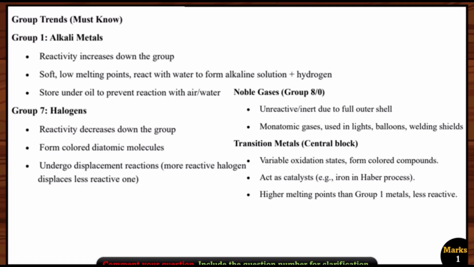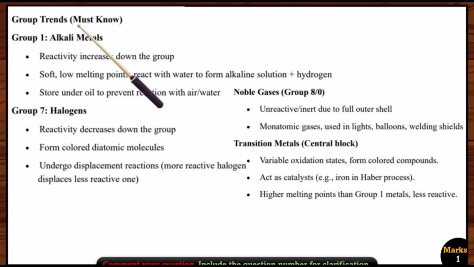First of all, you must know that group 1, alkali metals in the periodic table, their reactivity increases down the group, whereas the halogens, their reactivity decreases down the group. They are group 7. For noble gases, they are unreactive, and because they have full outer shell electrons, they will not react and they are inert.